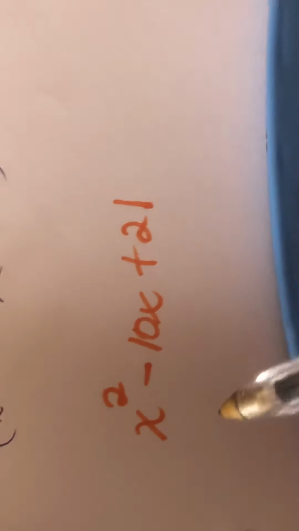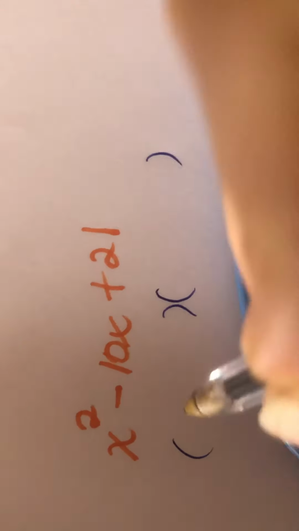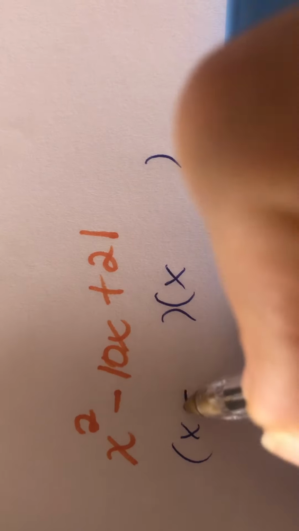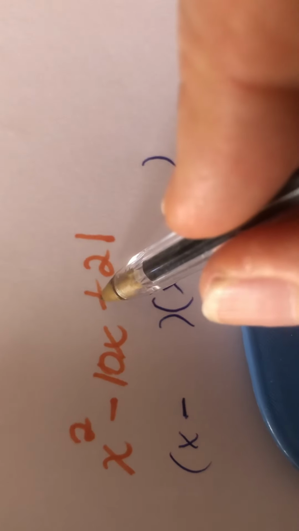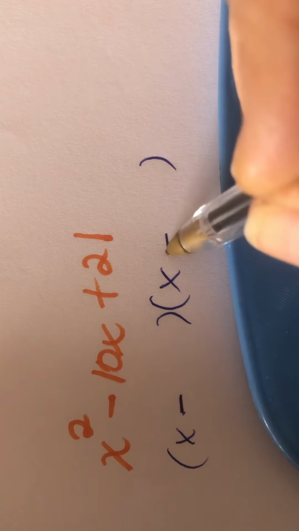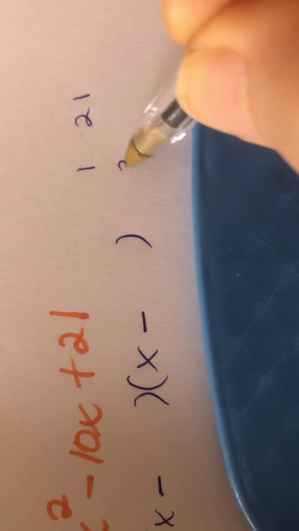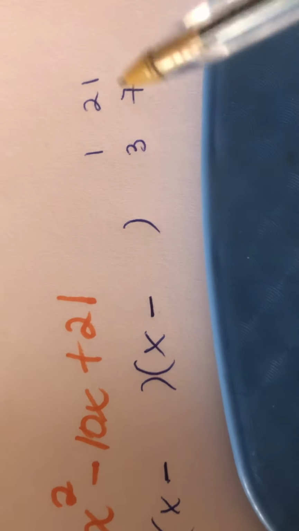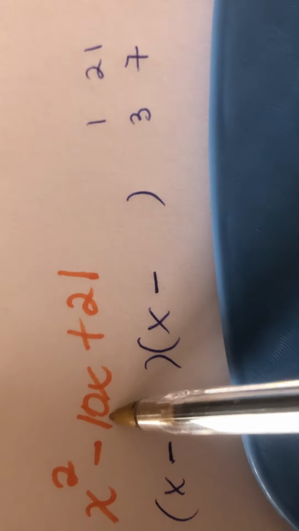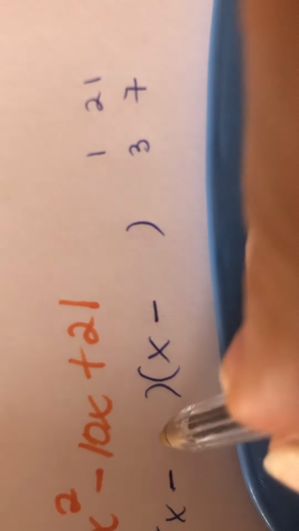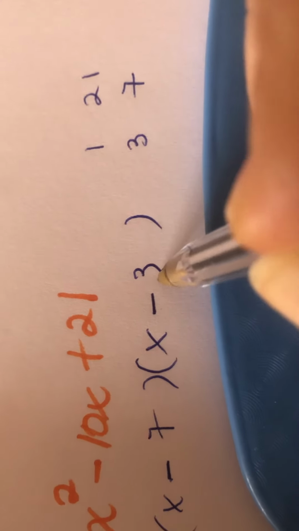Okay, here. X times x will give you x squared. Copy the first sign. Negative times what is positive? Negative. The factors of 21: 1 times 21 or 3 times 7. Which pair gives me a negative 10? If I add them, because they're the same signs. 7 and 3 make 10.